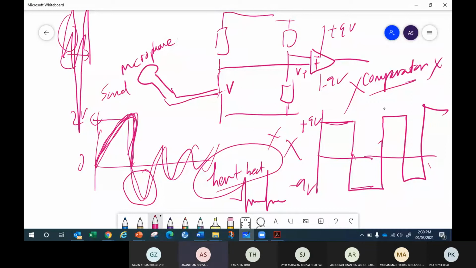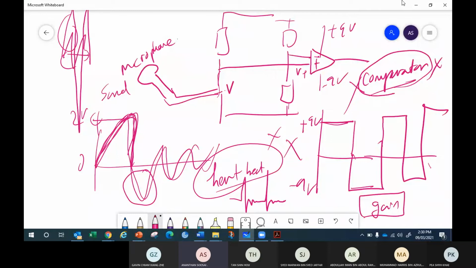So why can't you use a comparator? Because a comparator has a huge what? Anyone? Why does a comparator easily saturate? Because a comparator has a huge gain. A very huge gain.